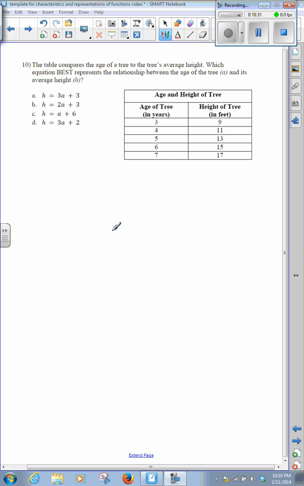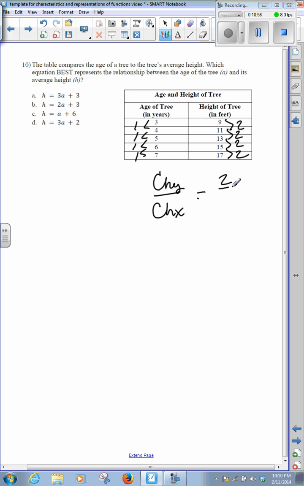Moving on to number 10. So all of these equations are in the format where the number in front of the A is your rate of change. So I'm going to figure out my rate of change here. So remember, it's your change in your Y over your change in your X. So these are going up by 2 every time. My X's are going up by 1 every time. So my rate of change is 2 over 1, which simplifies to a 2. So it has to be B.